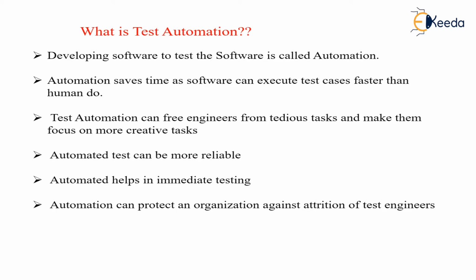Then automation helps in immediate testing. So let's see how it helps. That means automation reduces the time gap between development and testing. You write the test scripts, which can be executed as soon as your product is built. So automation can be designed in such a way that the tests can be kicked off automatically after your build is over.